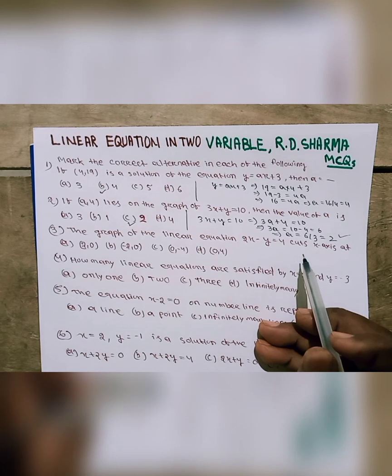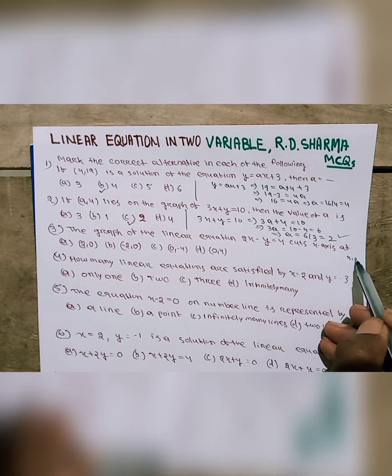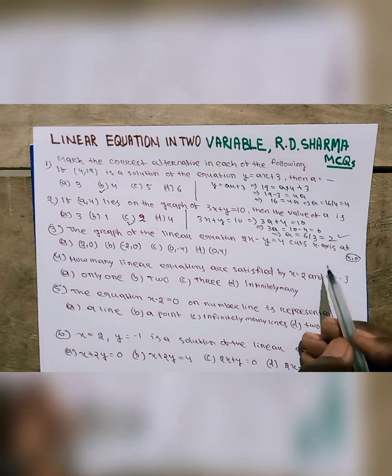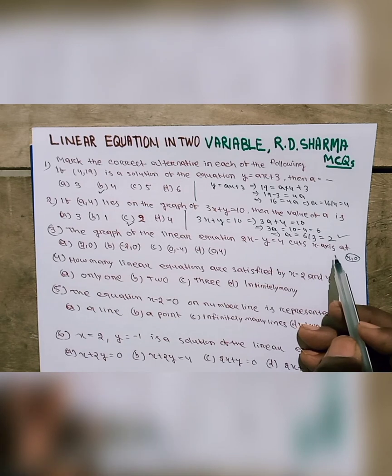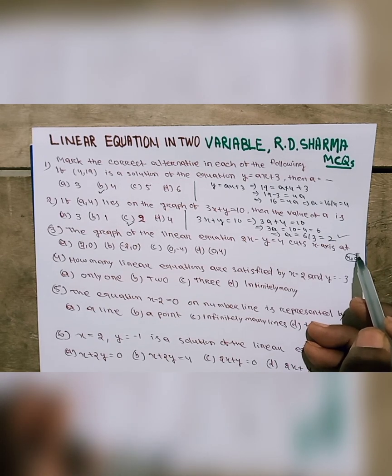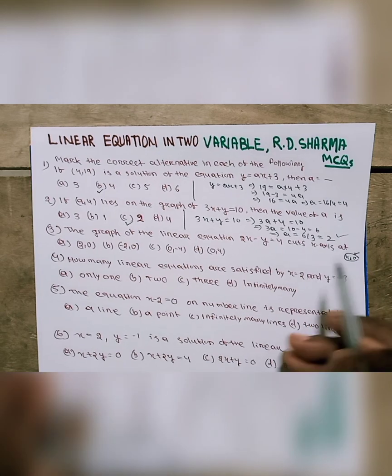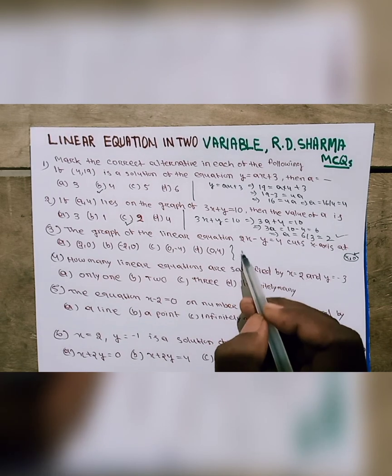The graph cuts the x-axis means the point on the x-axis has coordinate (x, 0), or all the points on the x-axis have coordinate (x, 0). (x, 0) means the y value, or the ordinate, is 0. Then put 0 in place of y and find the value.